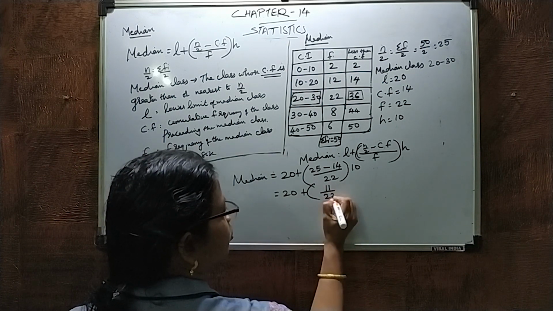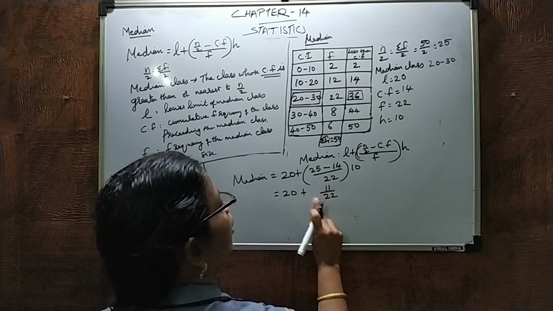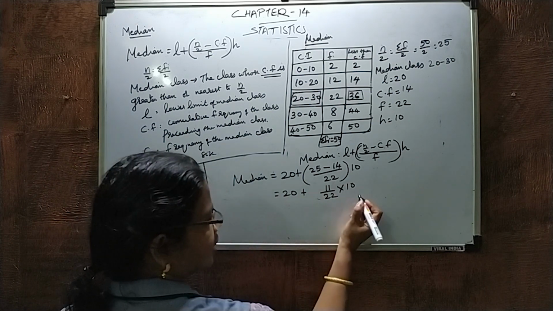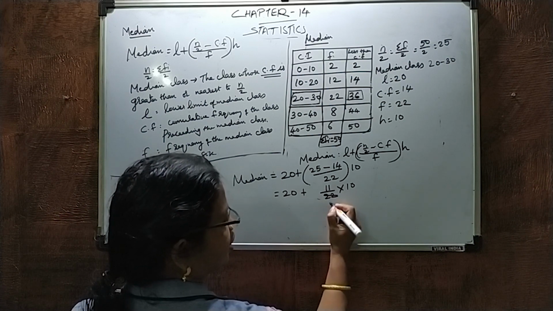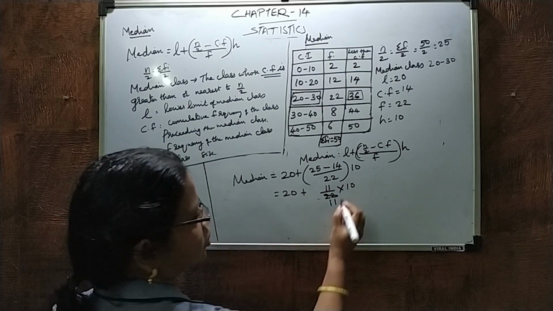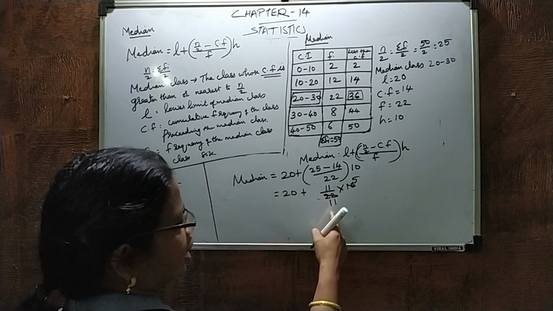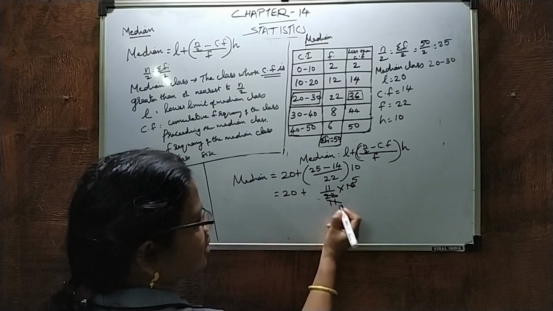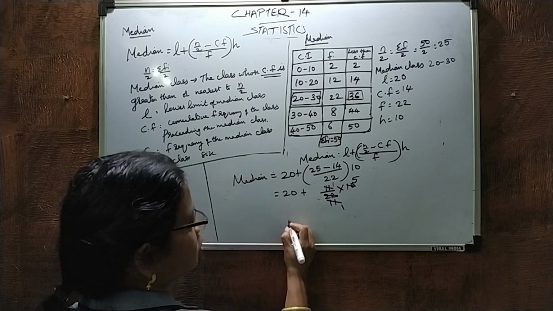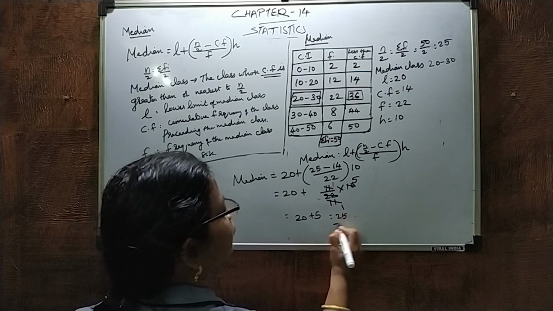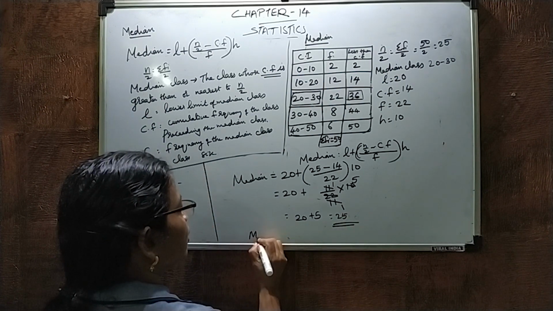11 by 22. Here only one number is there, no need to put a bracket. Easily we can cancel. Here 11 into 5, 5 2s are 10, 11 2s are 22, 11 1 is 11, 11 1 is 11. So here base 20 plus 5, you'll get the answer 25. So median equals 25.